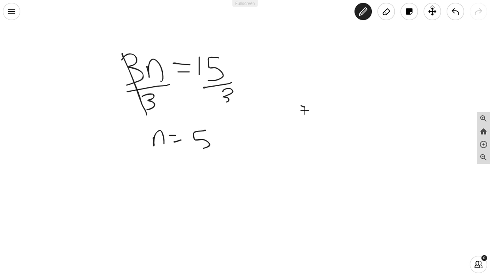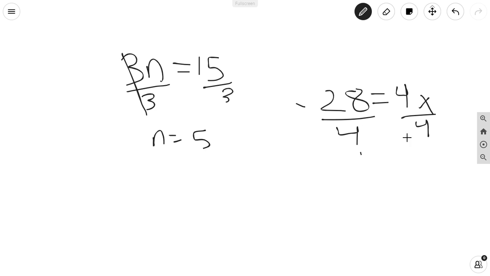Alright, so let's try one more. Let's say 28 equals 4x. Alright, so multiplication here, so I need to divide by 4. Divide by 4. This cancels out. 28 divided by 4 equals 7. So x equals 7.